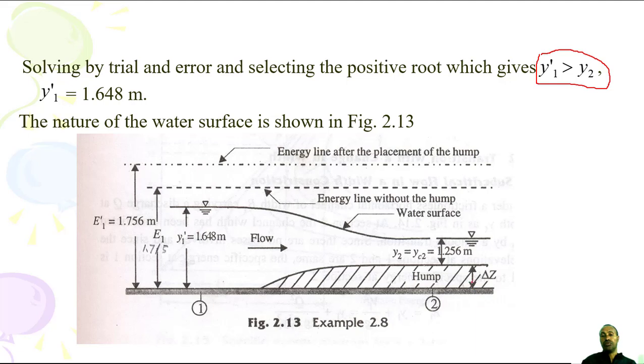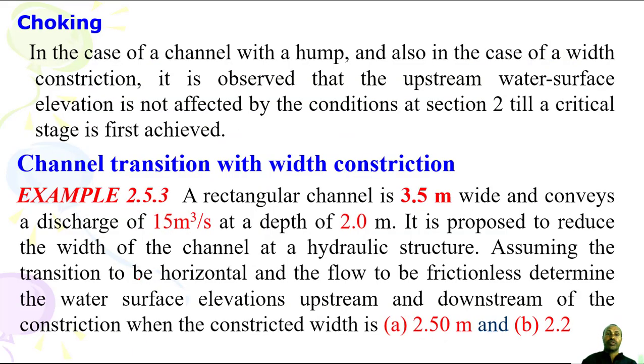This is del Z. If del Z is increasing, then there is some increment in the upstream of the channel. So the depth of water is increasing. So choking sometimes occurs in the case of a channel with a hump, and also in the case of constriction. With hump and constriction, it is observed that the upstream water surface elevation is not affected by the conditions at section 2 till critical stage is just achieved. Till critical stage is achieved.